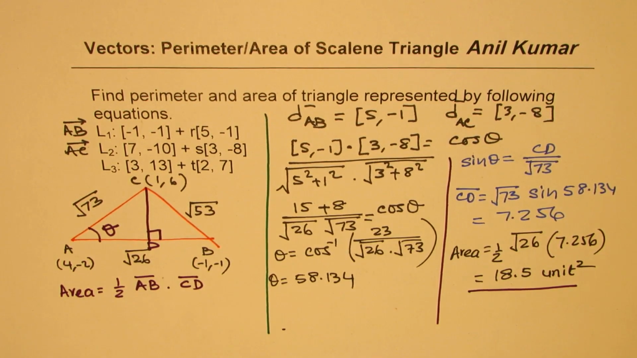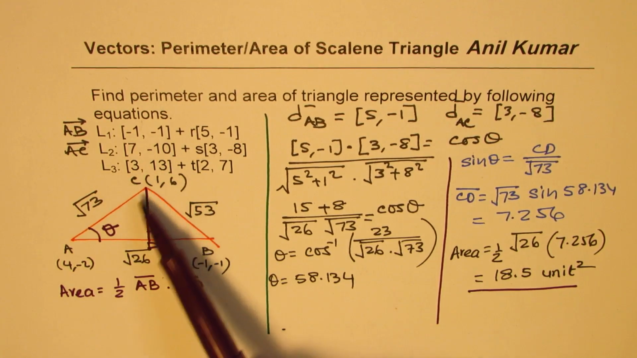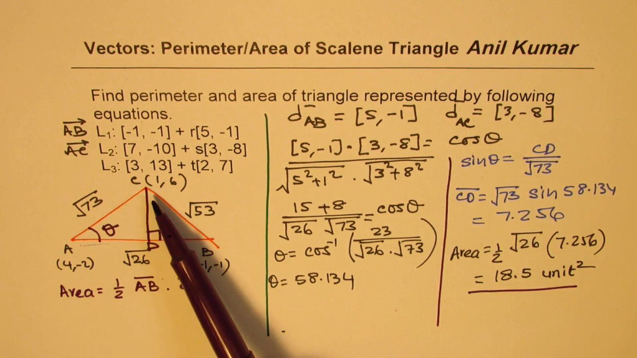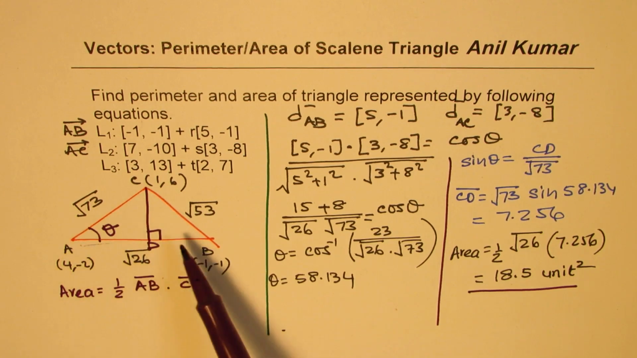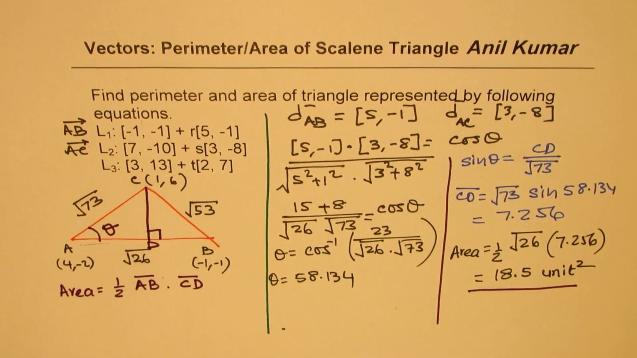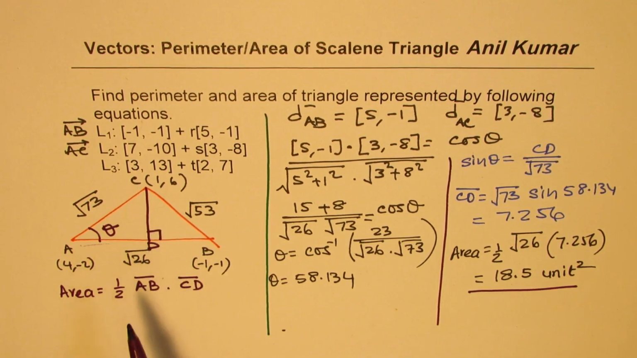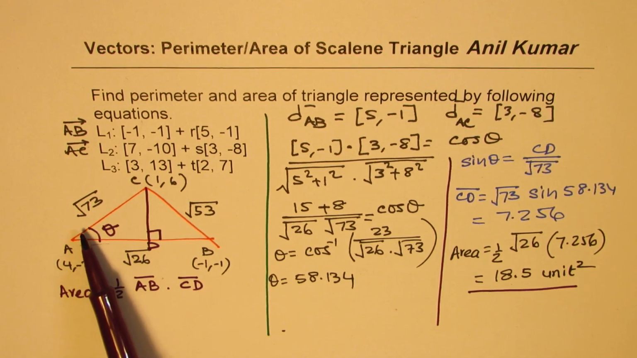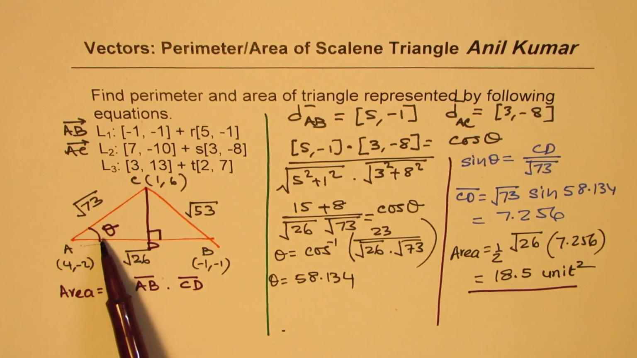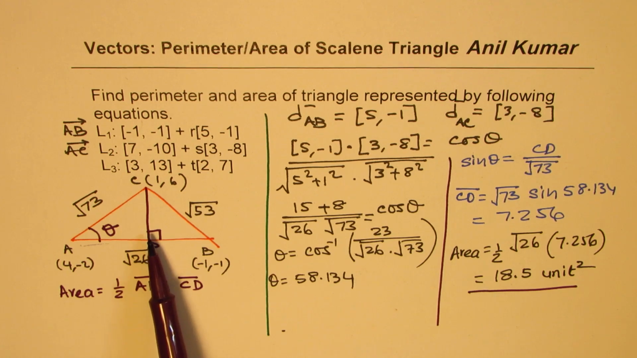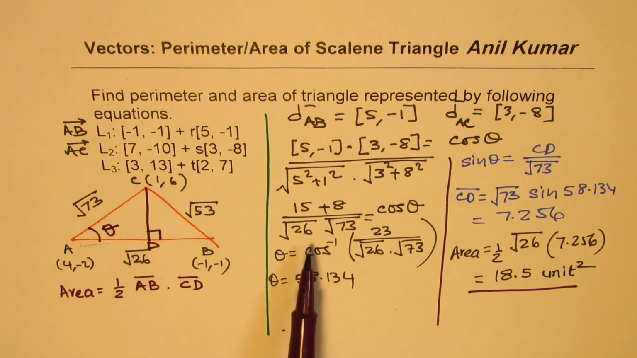So the idea here is when you are given three different lines, first find the points of intersection. Then calculating side lengths is easy using the distance formula. Now, to find the area, we could use the dot product to find the angle between any two lines. Once we find the angle, we can use a bit of trigonometry to find the altitude as we have done here. And that helps to solve such questions. I hope you understand and appreciate the whole process.